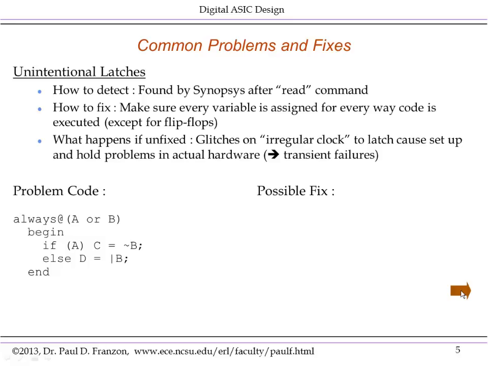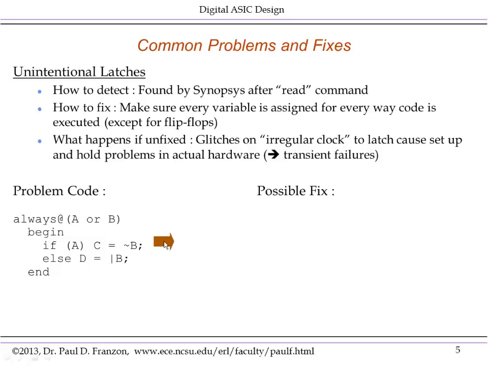The problem here is, if you look at the code on the left, we're trying to model some combinational logic. We're trying to model the behavior of that combinational logic. But what happens to C if A is low? C does not change. That is, C is stored in a memory. There's only two types of memories, latches and flip-flops, so C is stored in a latch. Similarly, if A is high, D is stored in a memory, i.e. a latch.